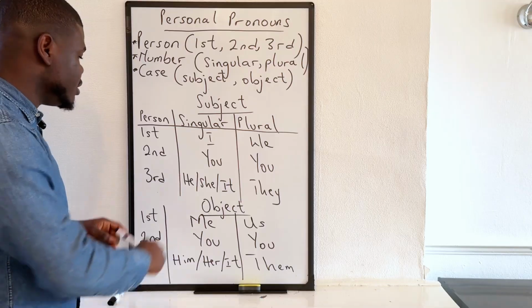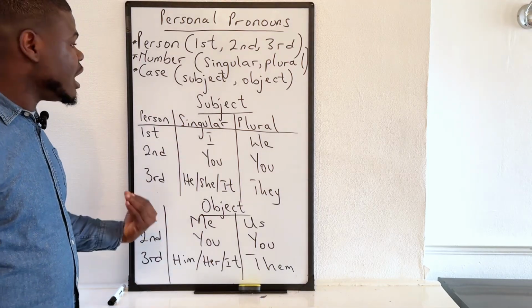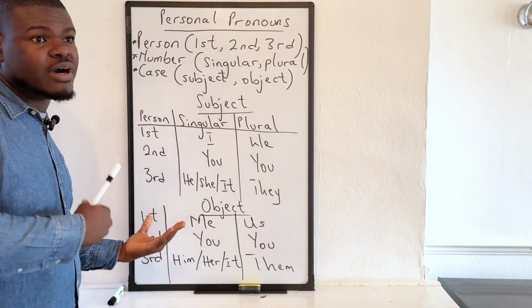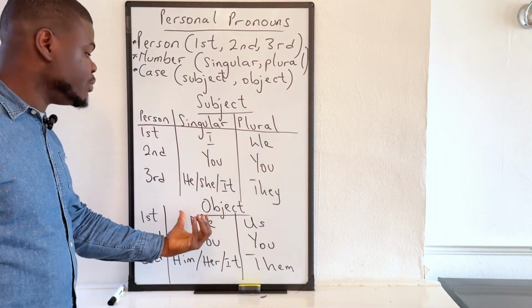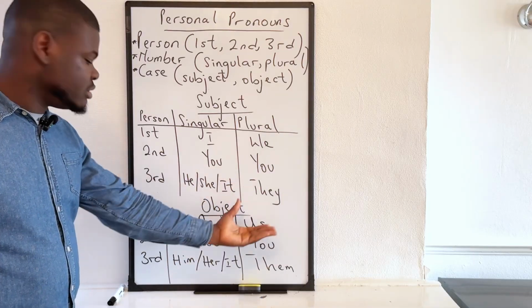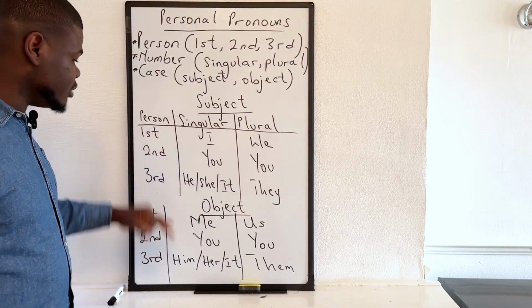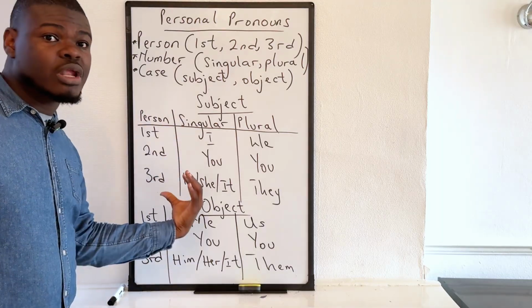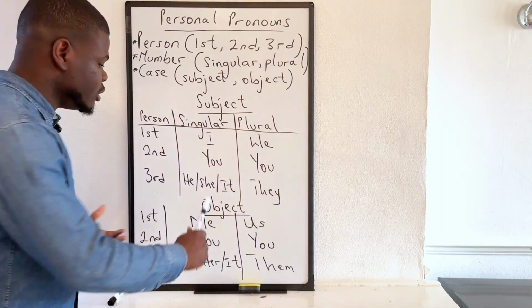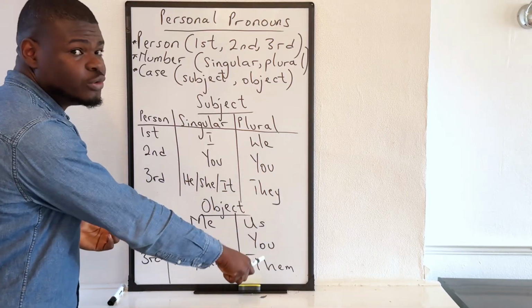Object pronouns, object personal pronouns. First person, me. So if I am no longer the subject in this case, if I happen to be the object, that would be me. Yeah? And then the plural of me is us. You does not change regardless of whether it's the subject case or object case, regardless of whether it is a singular pronoun or the plural pronoun. You, an object case, the plural is still you.